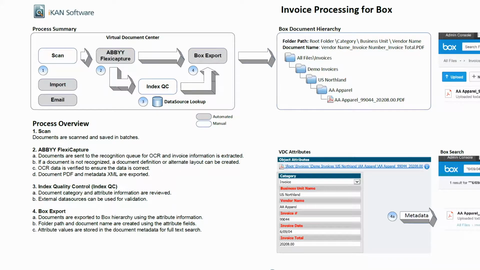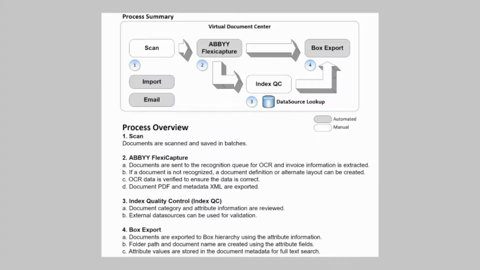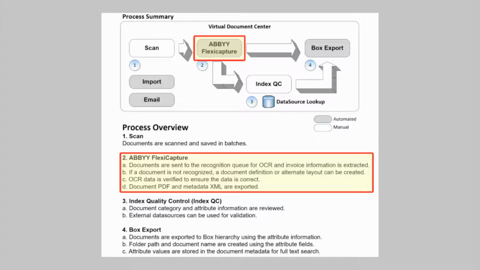Welcome to Invoice4Box, a high-level overview for recognizing and storing your invoices in the Box environment. First, a scan will be performed to acquire an image. This will then be uploaded to the server. Next, the document will be sent to FlexiCapture for recognition.